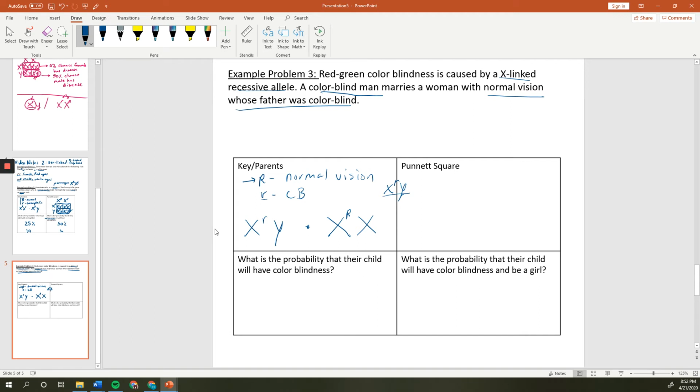So if he has a daughter, he has to give her this one. Dads don't give daughters Ys, right? Well, that's getting messy. So he has to give her this one, so that means she has to be X big R, X little r. That is her genotype. Okay? So those are the two parents. Let's make a Punnett square with the two parents.